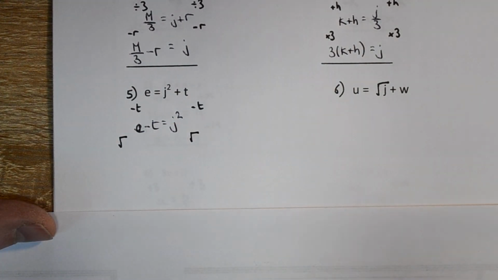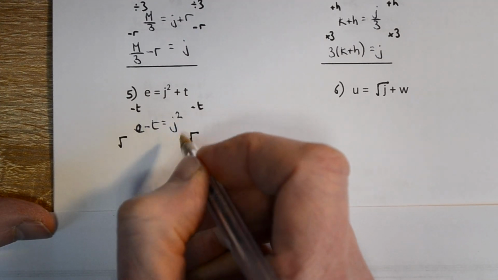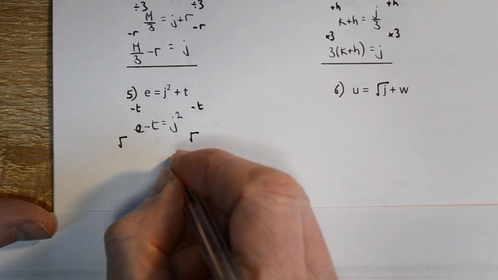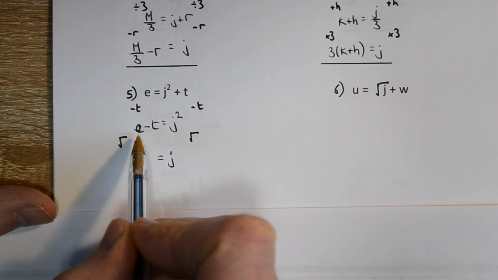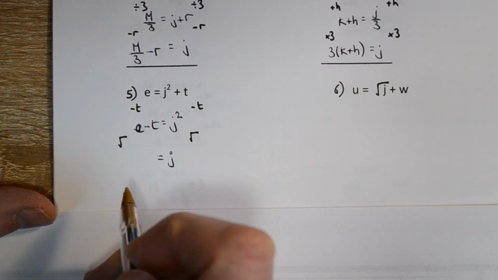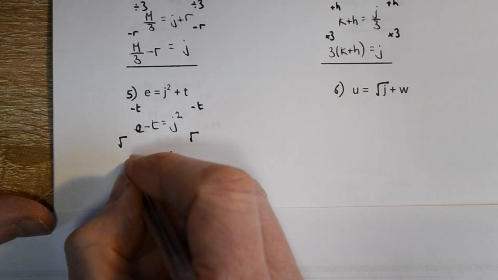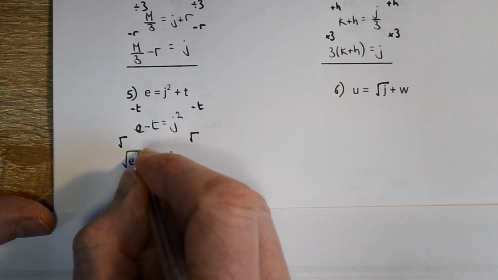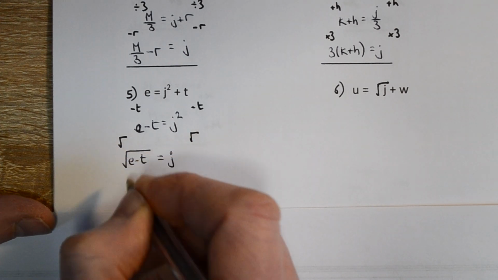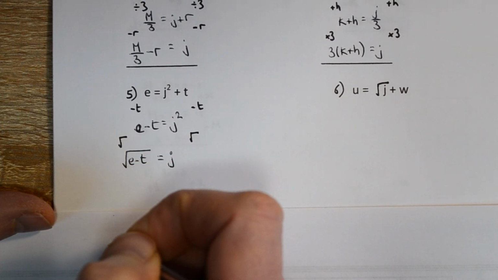Now, when we square root j squared, that undoes the squaring. It just leaves us with the j. But be careful on this one because everything on this side needs to be square rooted. So I'm going to write down the e minus t first and then put my square root sign round it. It's all of that that's square rooted. J is the subject. We've finished.